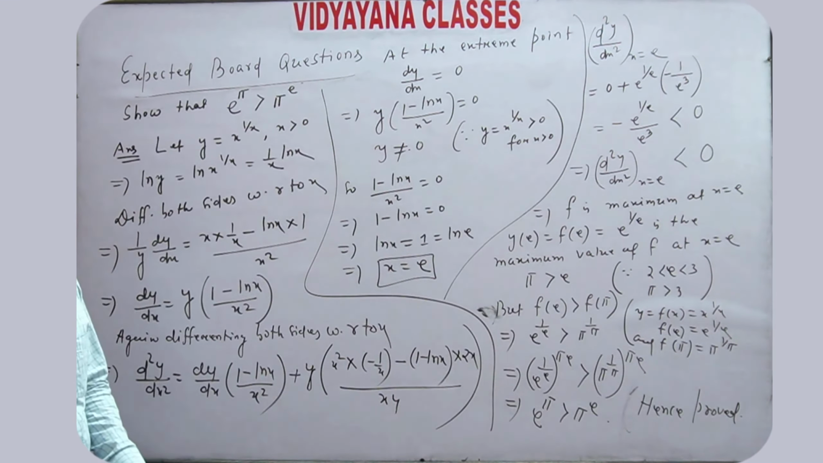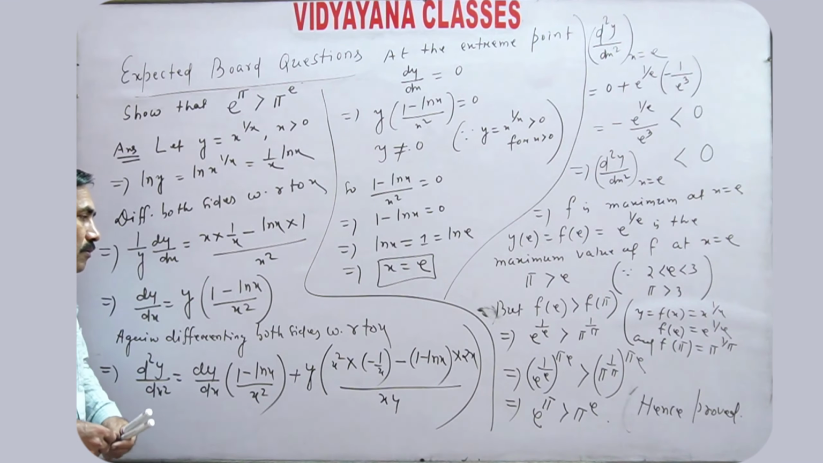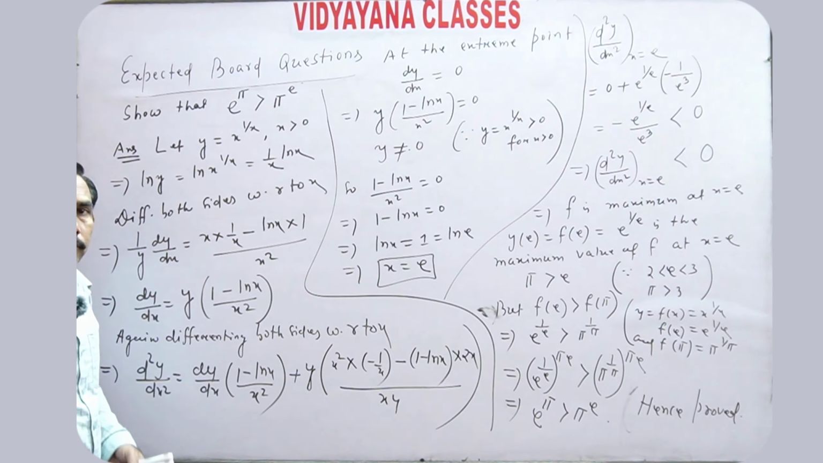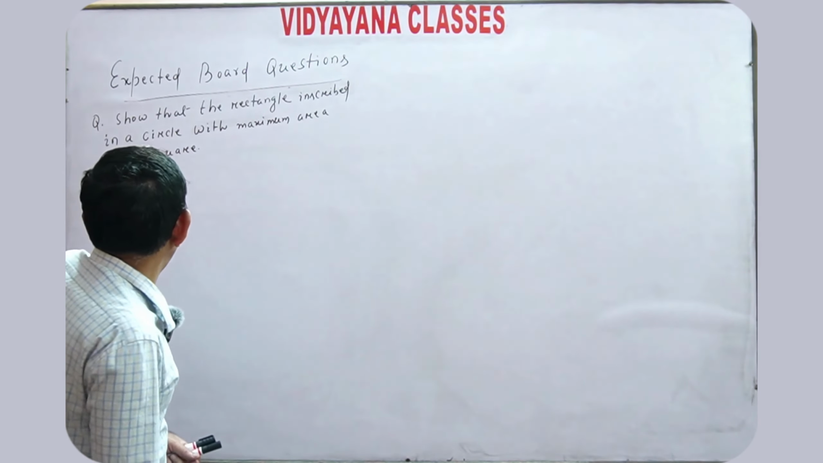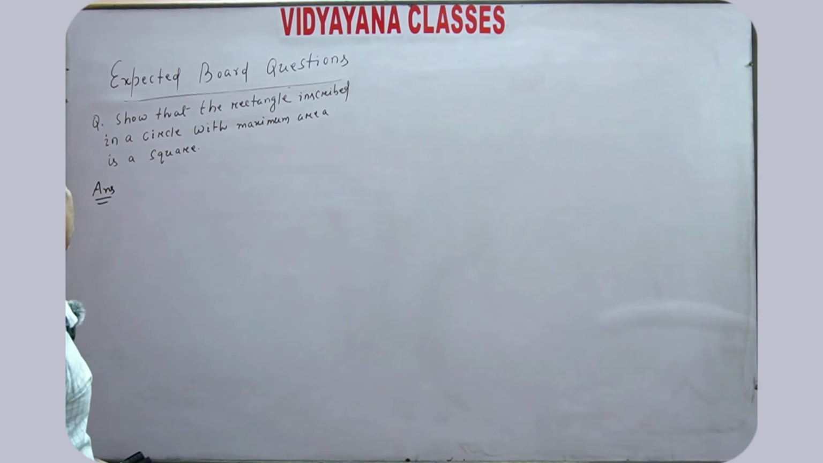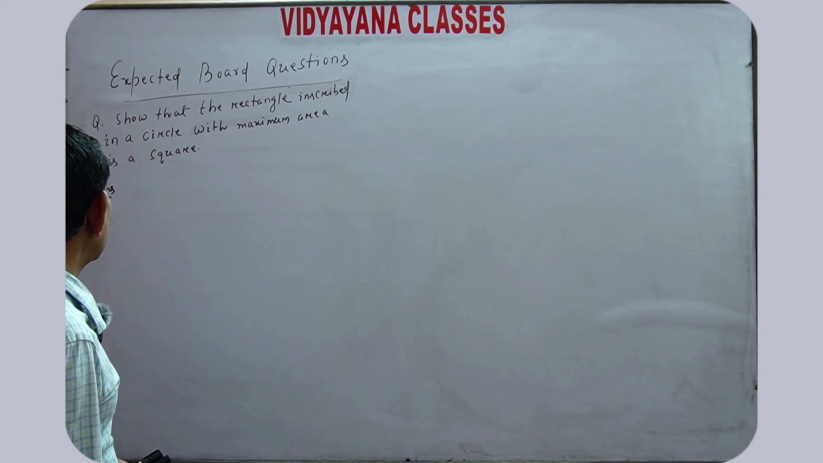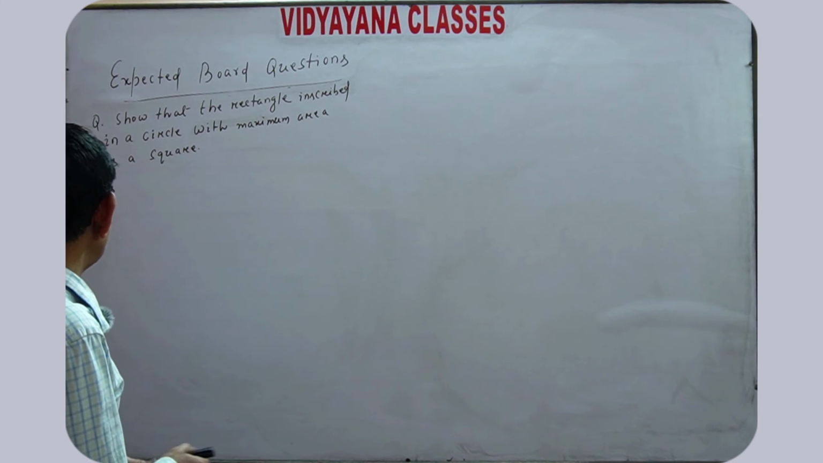Clear? Next question. Prove that the rectangle inscribed in a circle with maximum area is a square.